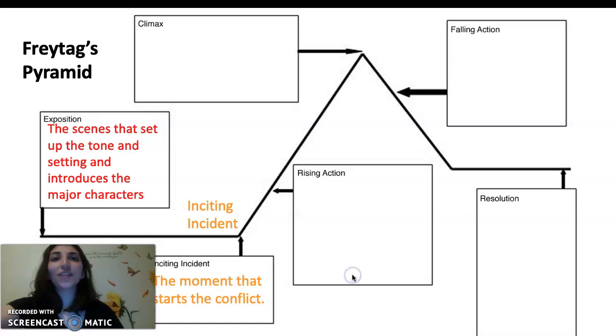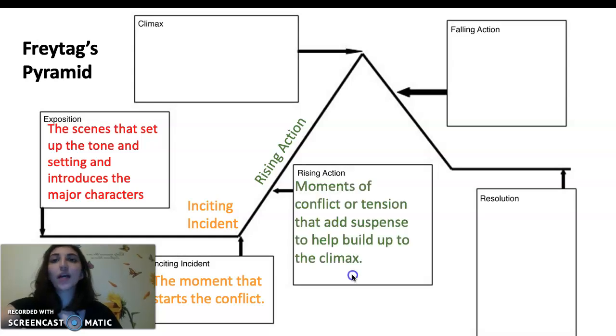So this is the moment that starts the conflict. It's the first moment of tension that makes you aware that something is going to happen. And this is when the suspense starts to build. This suspense builds in the rising action. The rising action are the moments of conflict or tension that lead up to the climax. These are the moments that keep you wondering what's going to happen next.